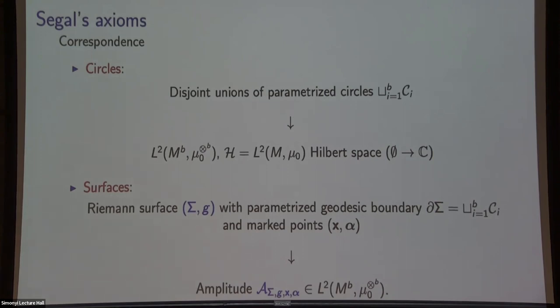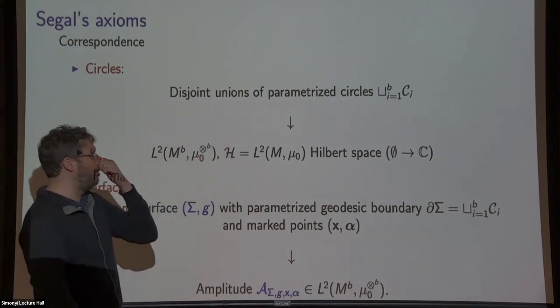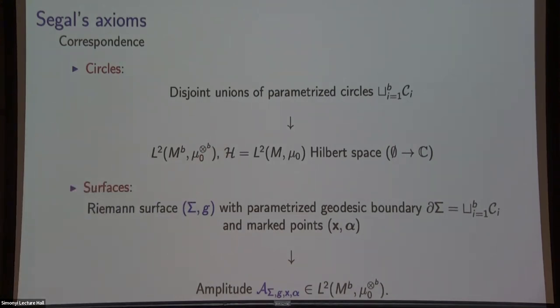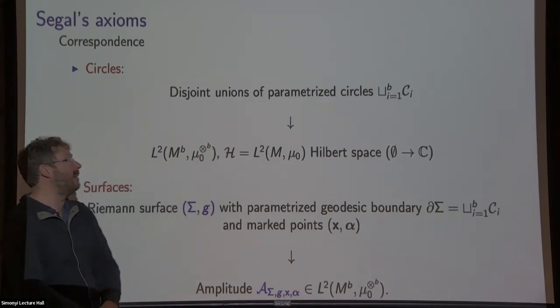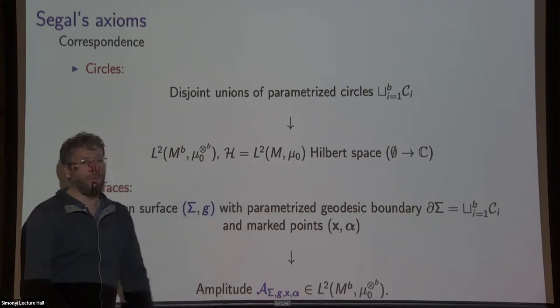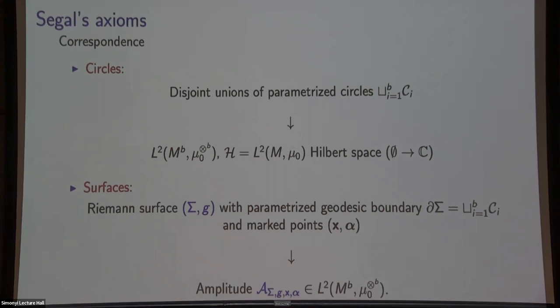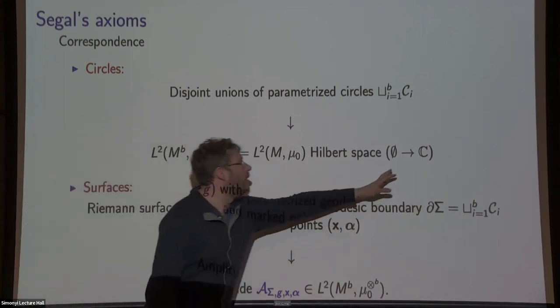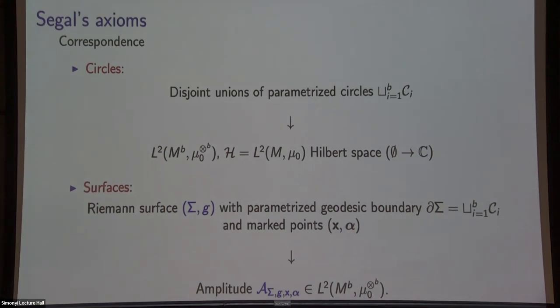Segal's axiom is, B is going to be an integer. So I'm going to take B circles, say, and to these B circles, the joint circles, I'm going to associate the B tensor product of a Hilbert space. And the Hilbert space is going to be some L2 space on M equipped with a measure mu zero. And if I have no circles, then it's just the complex plane. I'm going to associate to the empty space the complex plane by convention.